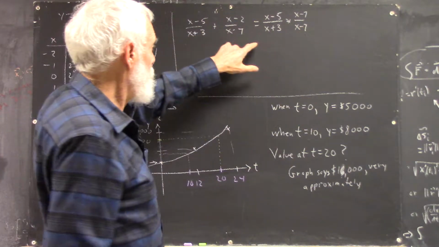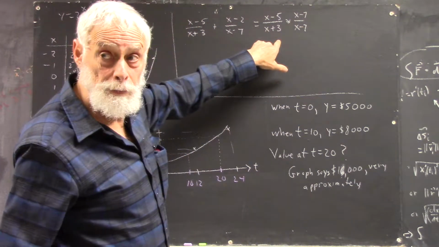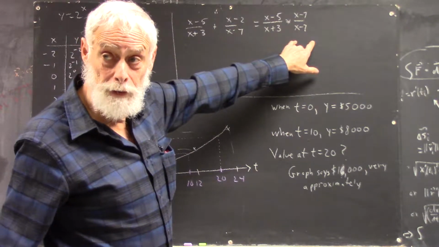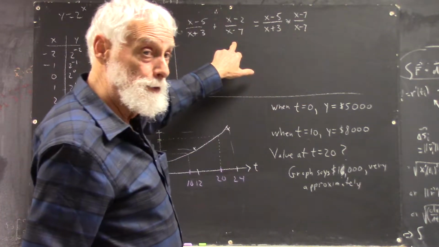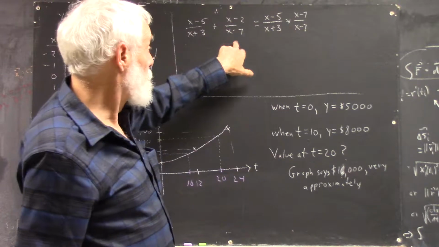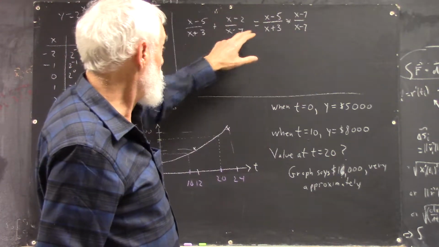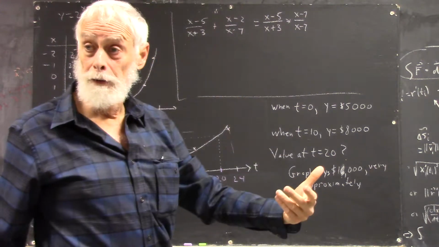Okay, that denominator then, when you multiply these, is going to be x plus 3 times x minus 7, right? And this denominator has to be the same. Well, to do that, you better multiply the numerator and denominator by x plus 3, right?